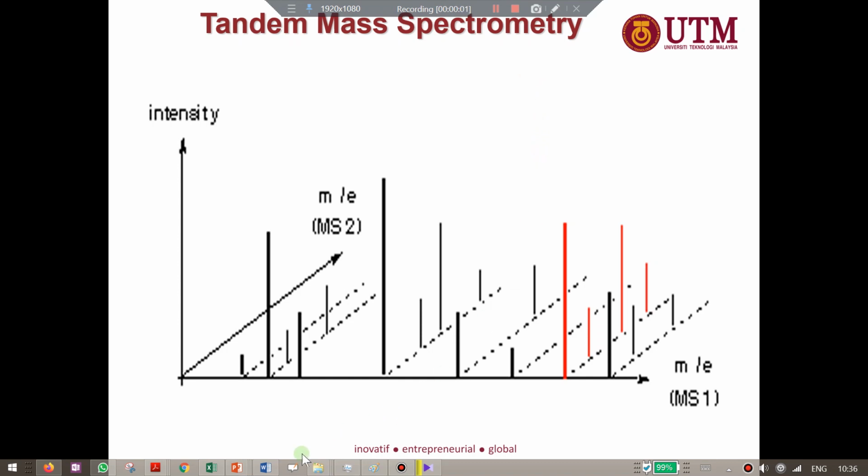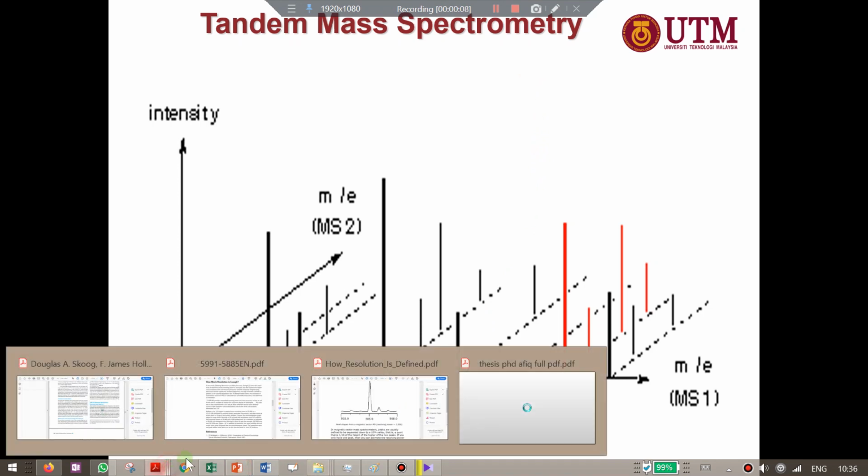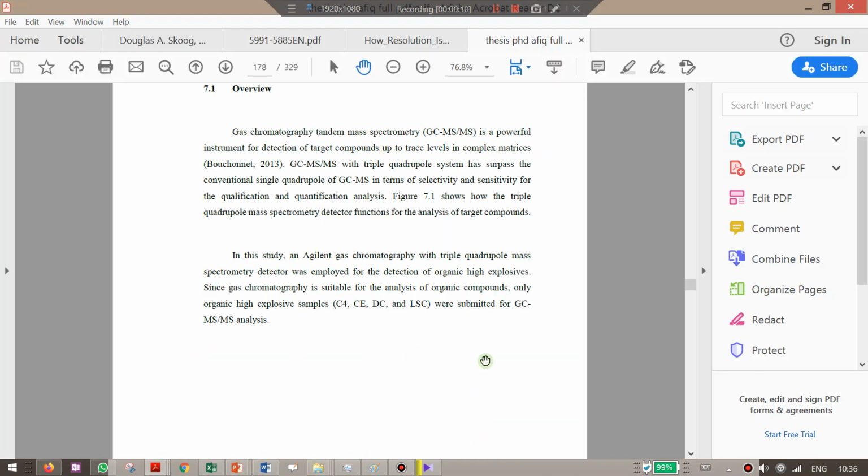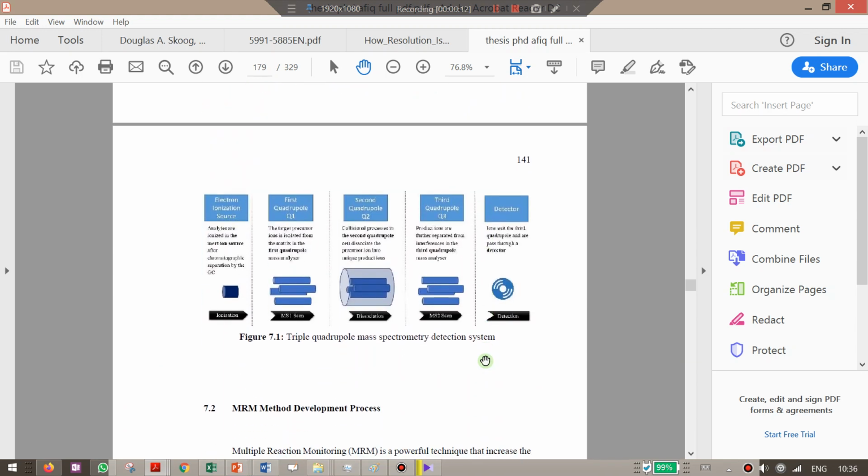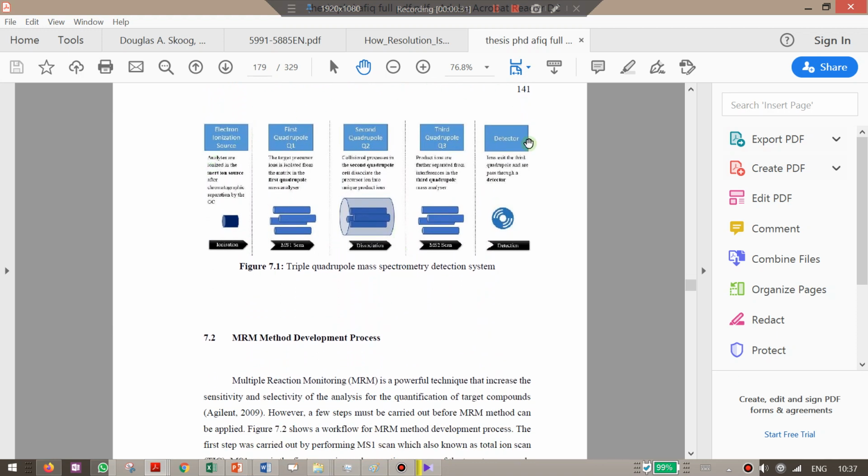Okay, let's look. I have a little bit of experience in tandem mass spectrometry, so I think we can look into my thesis. I did analysis of explosives using GC-MS/MS, but the problem is that some of my compounds are not really stable to heat, and from 30 compounds I think I can detect only about 7 to 8 compounds. Here is the figure of the tandem mass spectrometry.